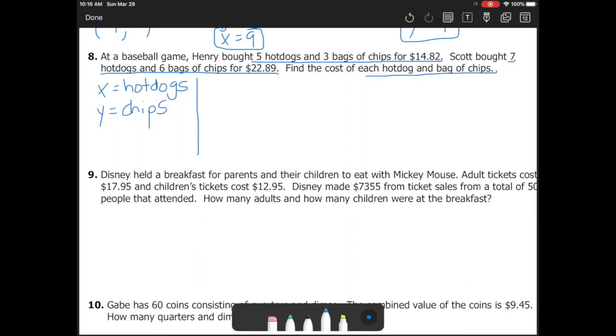All right, so let's talk about Henry. 5 hot dogs, that's 5x, and that's a plus. 3 bags of chips, 3y, was $14.82.